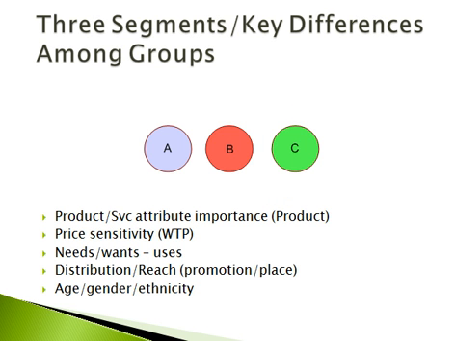So, looking at, for example, 3 segments, here's an example. We could have segment A, segment B, segment C, and they may differ. Again, there have to be key differences around product or service attribute importance, something about the product. It could be around price sensitivity or willingness to pay. It could be around different needs, wants, or uses. It could be based upon geographic differences, as well as age, gender, and ethnicity. But almost anything can be a segmentation variable, providing that it's measurable, it's actionable, and that there are meaningful differences where that's concerned.